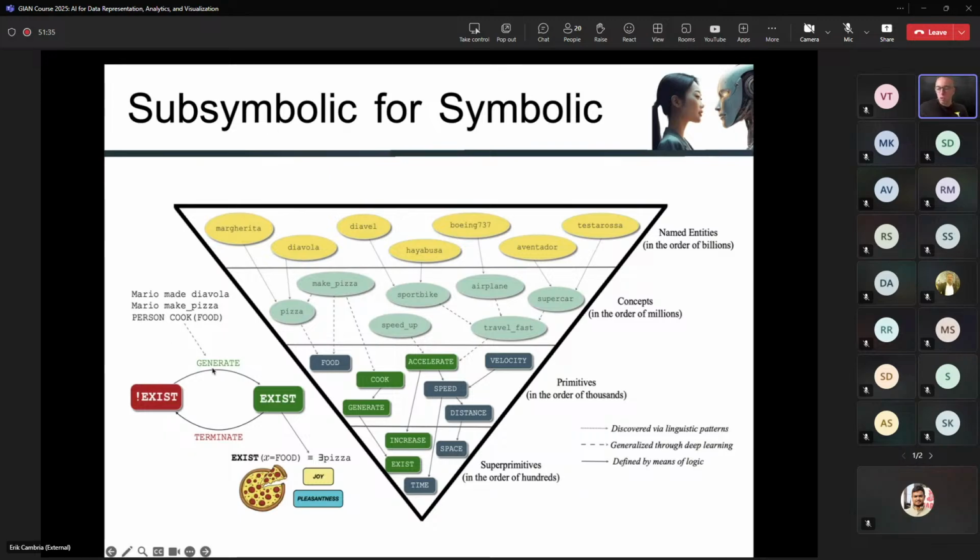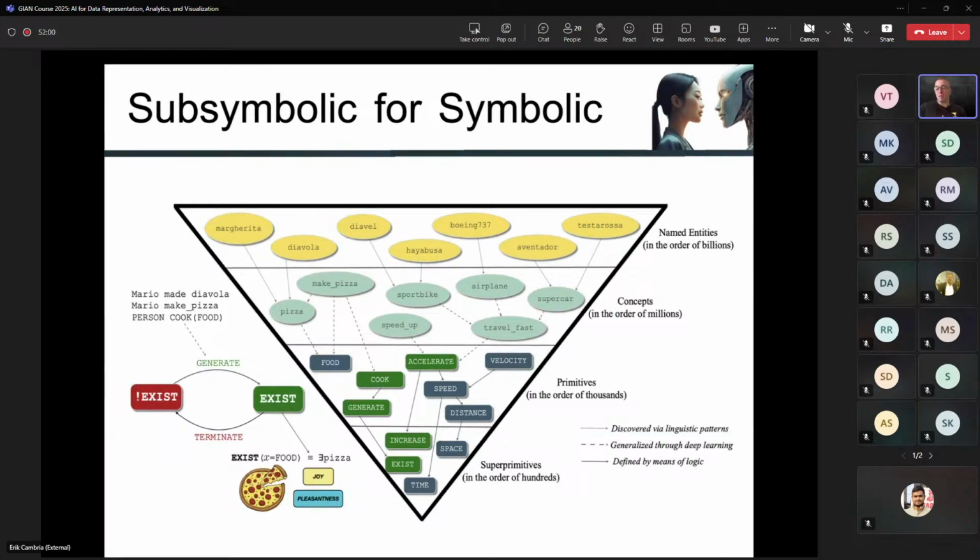Is generate a super primitive? No, because it can also be explained in terms of another primitive, exist. Is exist a super primitive? Probably yes, because I cannot really generalize it with another primitive, so I have to come up with some sort of logic or symbolic representation for it.